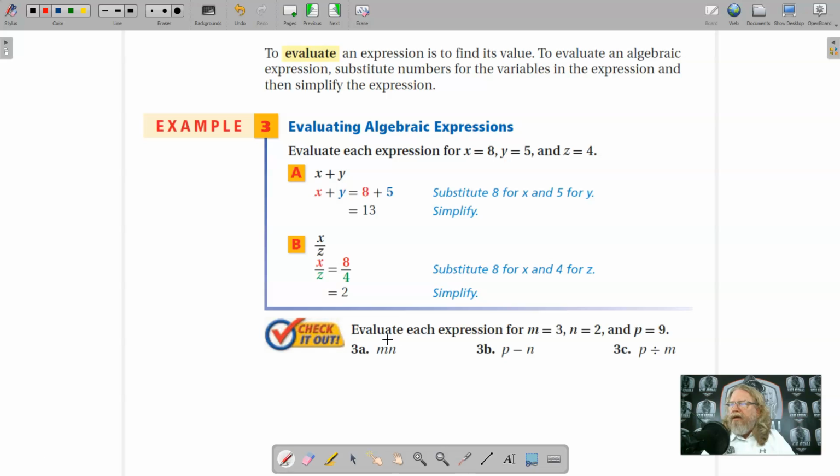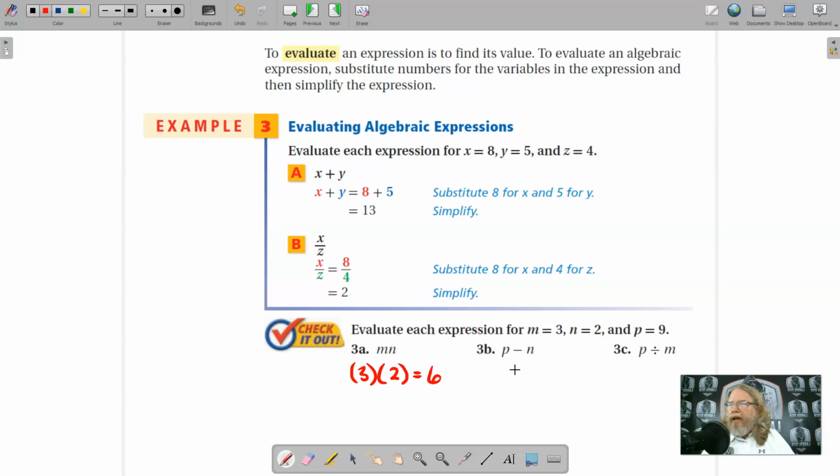For our check it out down here, evaluate each expression for m equals 3, n equals 2, and p equals 9. On the first one, this is multiplication, and this is a good place to use parentheses to represent multiplication. If I took m as worth 3 and n as worth 2, what does that look like? It looks like 32, doesn't it? So instead of writing 32, let's put the 3 and the 2 both in parentheses. Now we recognize that this is not 32, but indeed 3 times 2. 3 times 2 is 6.